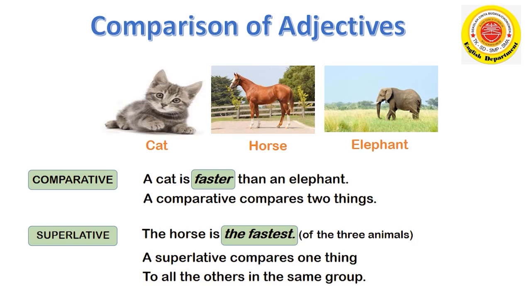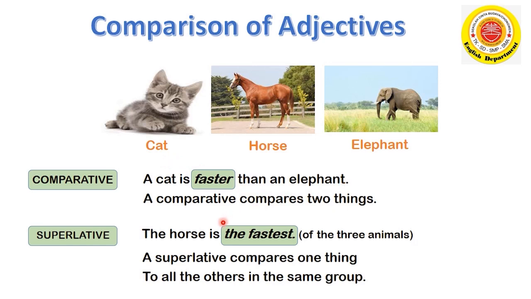Here we have three animals, a cat, a horse, and an elephant. How can we compare these three animals? A cat is faster than an elephant. Faster is a comparative. A comparative compares two things. In this case, a cat and an elephant.